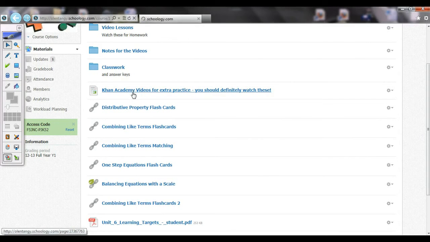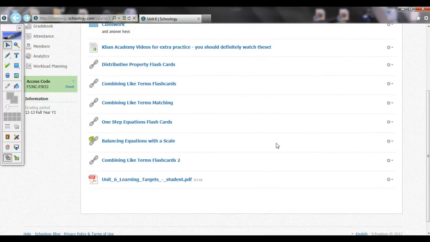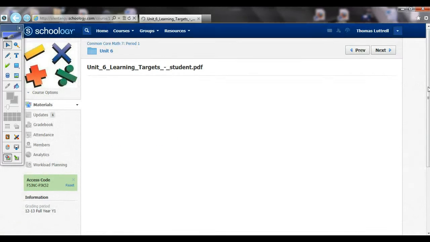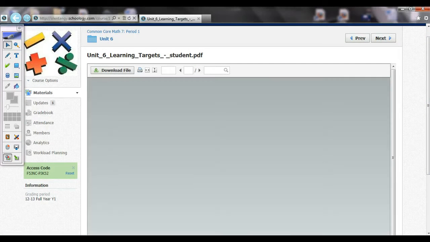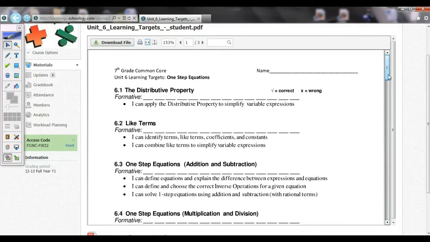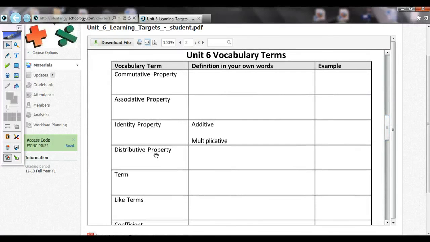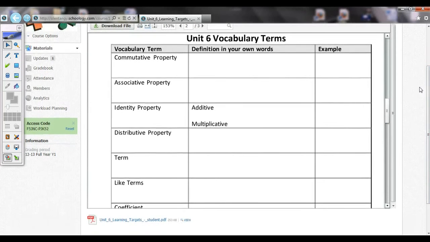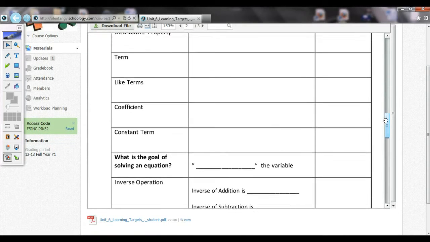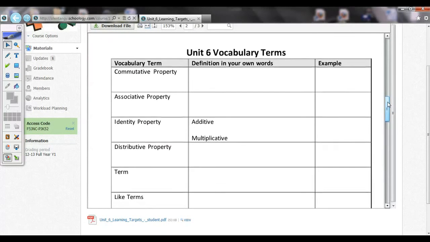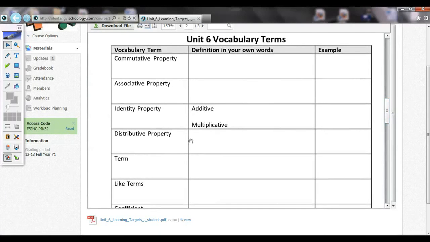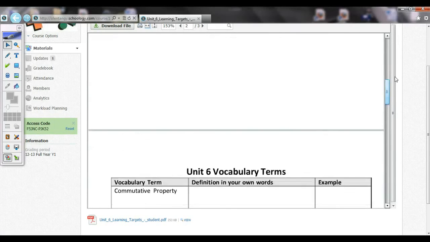Here we have some Khan Academy videos, and then basically we have the learning targets here. And also what I'm going to have you do this time is when the learning targets open up here, we have the learning targets like normal, but then I've also put down some vocabulary terms that you're going to want to write down on your target sheets. So definitely be doing this as we're looking at some examples. Really today the only thing you want to add in is distributive property, just some examples of that.